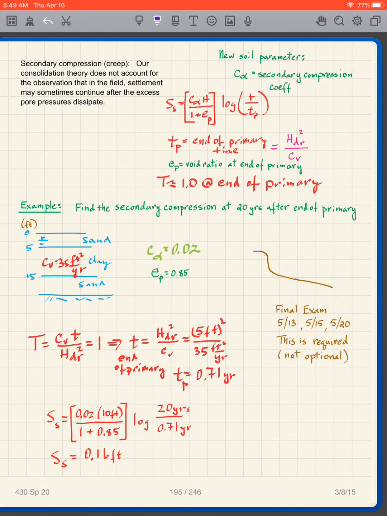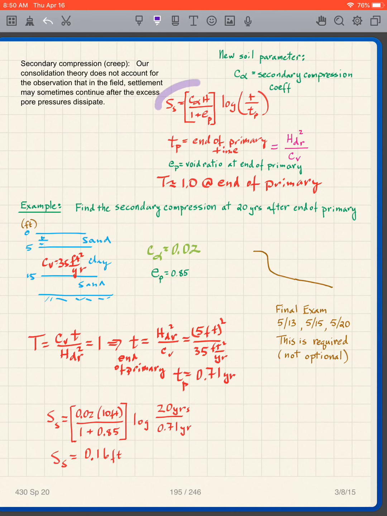I'm not going to go through the details of this. One of the main reasons I'm going through this is that sometimes this appears on the EIT exam, and it always appears in this form. In addition to, of course, in practice, you have to check this out. In a lot of cases, it's not that big, but there are some cases when this secondary compression can be significant. Most cases, it's pretty small.